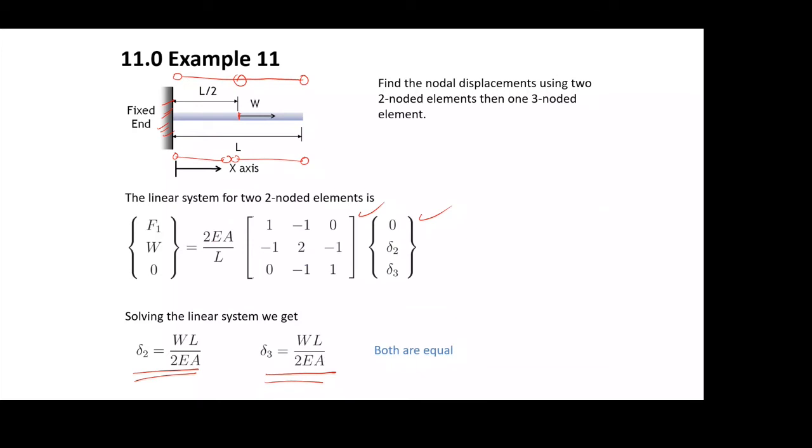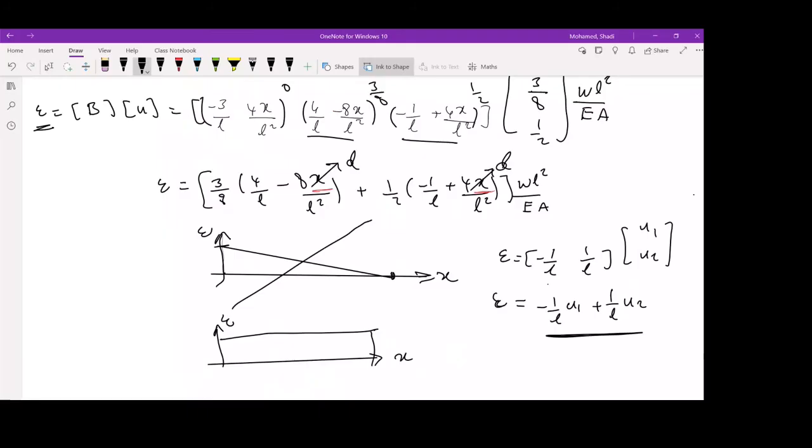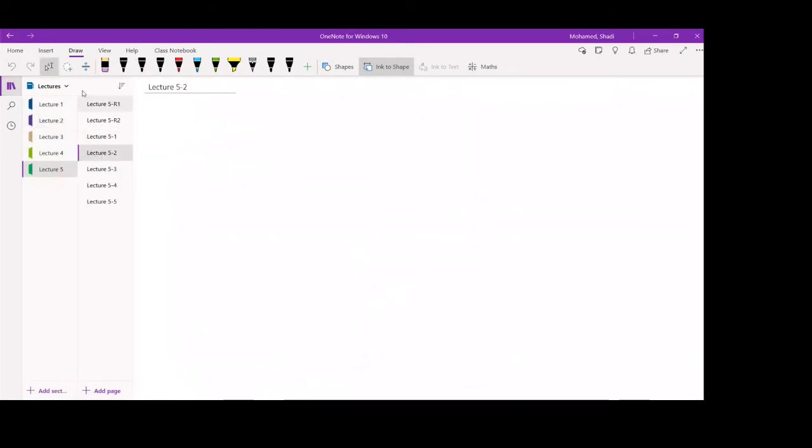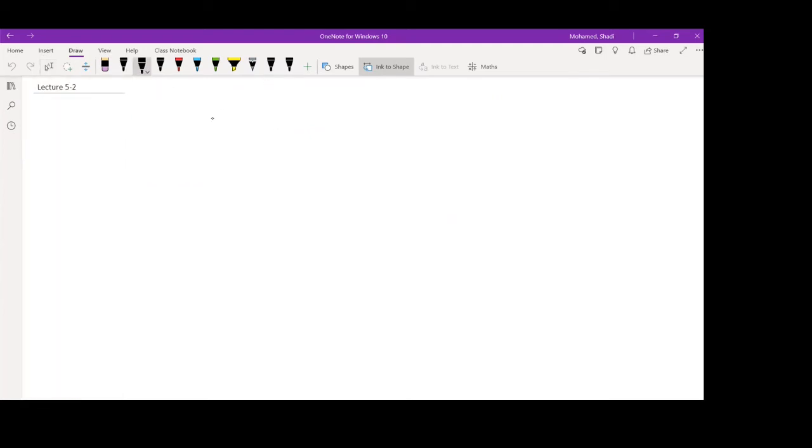Just summarize everything on one note. I just start a new page here. Okay, so we have this example: a cantilever fixed at one end, and right at the mid-length we have a load W, and this is exactly at L/2. The full length is L, and we have E and A as the material properties and the geometry.